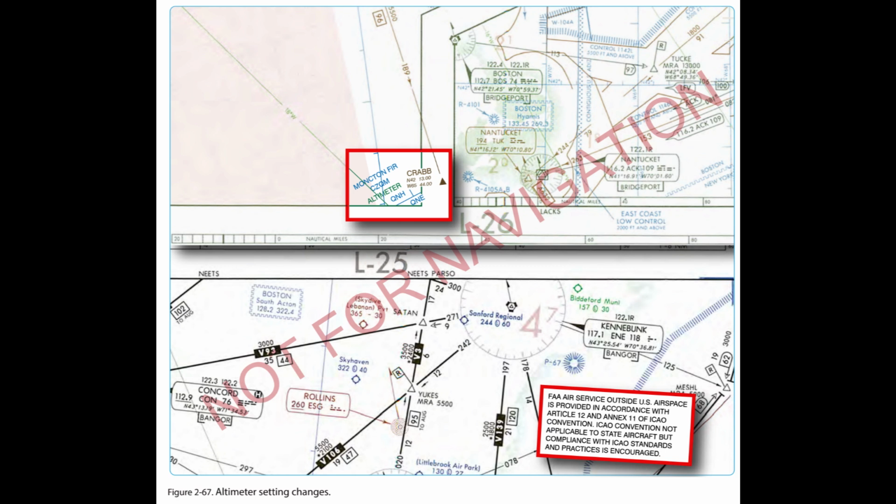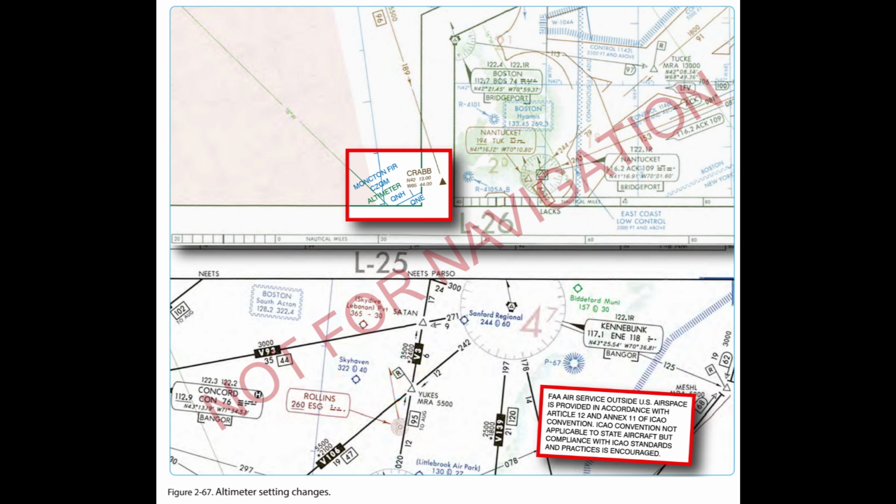Operations in other countries. When flight crews transition from the US airspace to another country's airspace, they should be aware of differences not only in procedures but also airspace. For example, when flying into Canada as depicted in Figure 2.67, notice the change from transition level, QNE, to transition altitude, QNH, when flying northbound into the Moncton Flight Information Region, FIR.